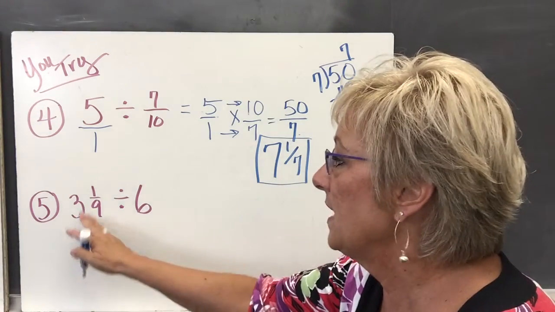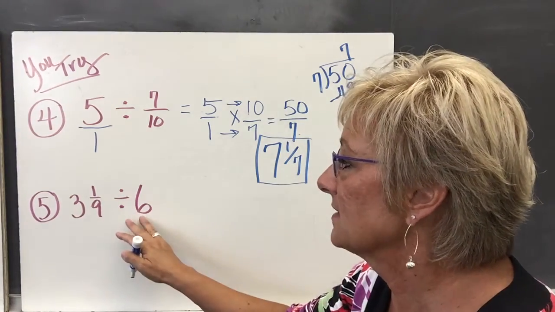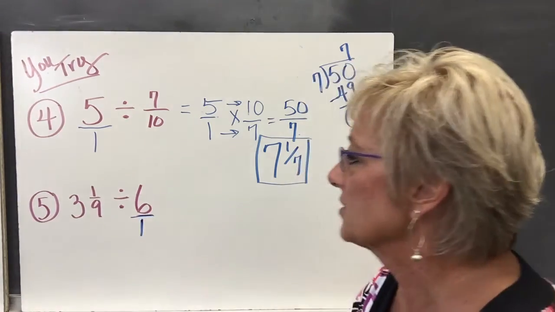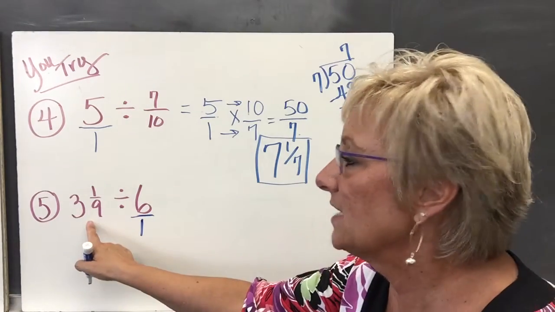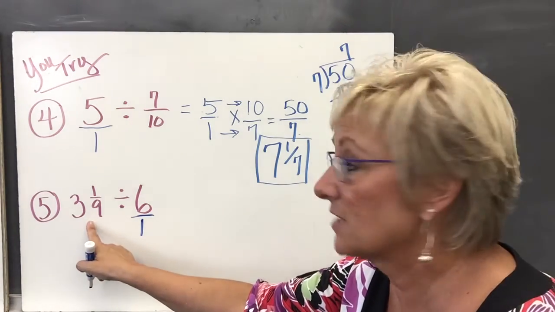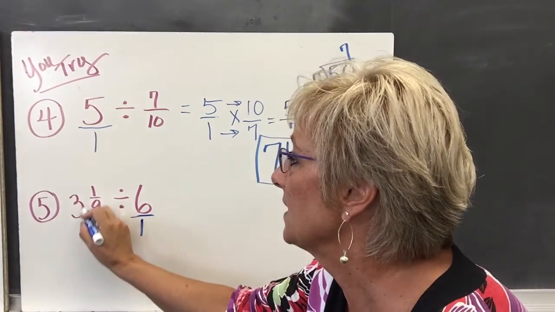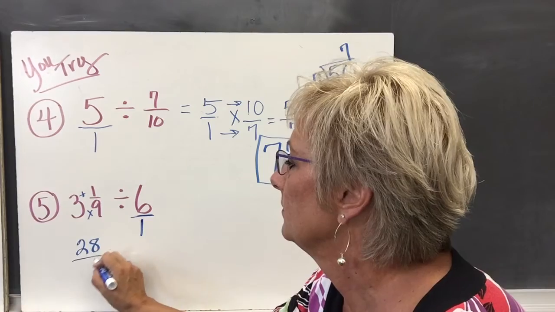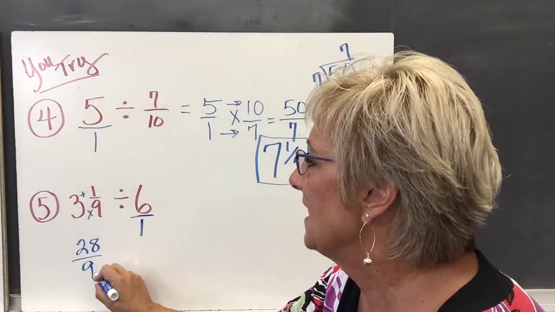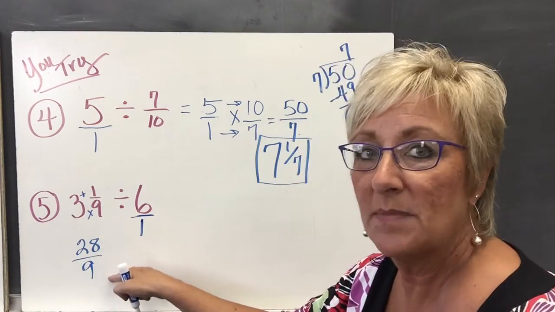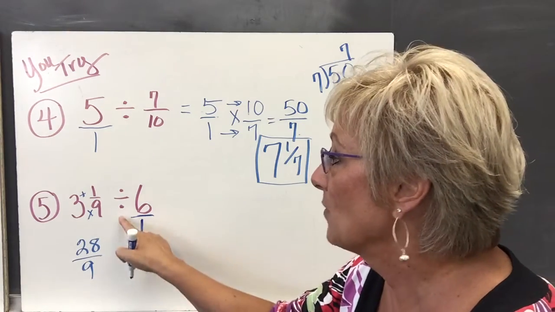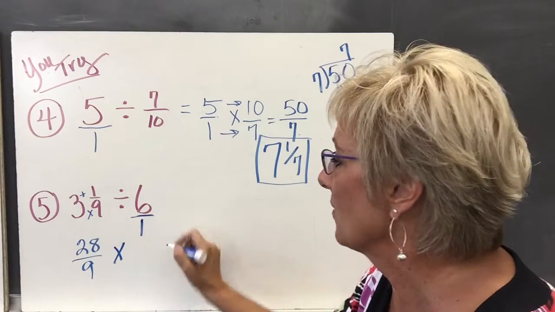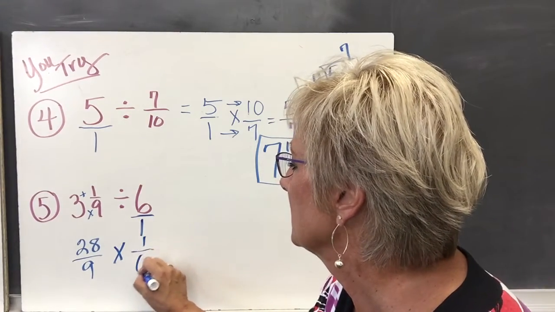Here I've got 3 1/9 divided by 6. Let's make this 6 go into a fraction. Let's put it like a fraction over 1. I've got to change this mixed number into an improper fraction by saying 9 times 3 is 27 plus 1 is 28/9. So that's just staying the same. I've just renamed it into its improper fraction form. I'm going to change that division into multiplication, and I'm going to flip this 6/1 into 1/6.